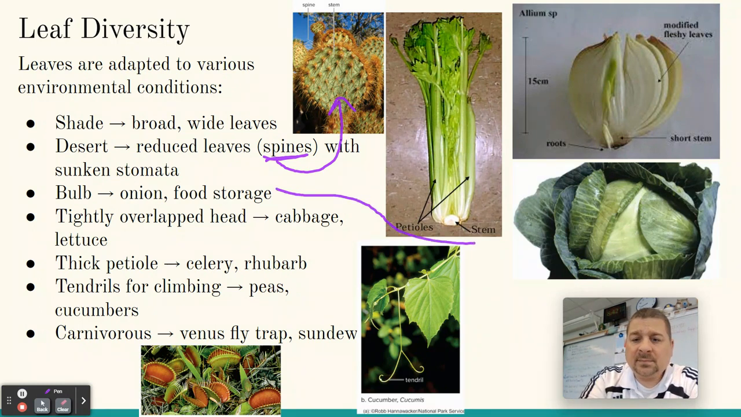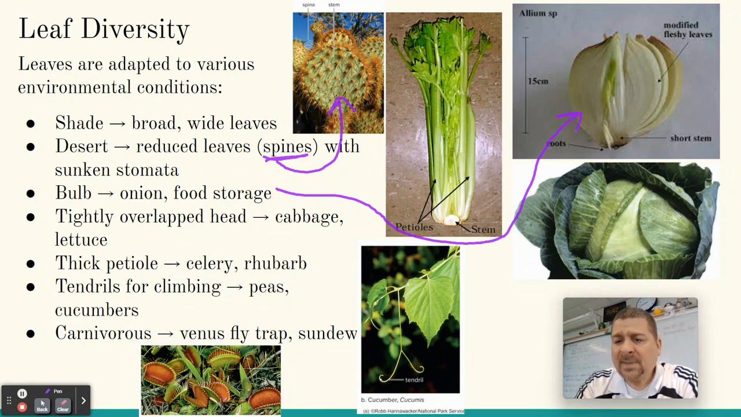The onion is actually, like Shrek, layers, okay, layers and layers of leaves, used for food storage underground. Okay, so that is the true sense of a bulb, not what we talked about last chapter. There are some bulbous stems as well.